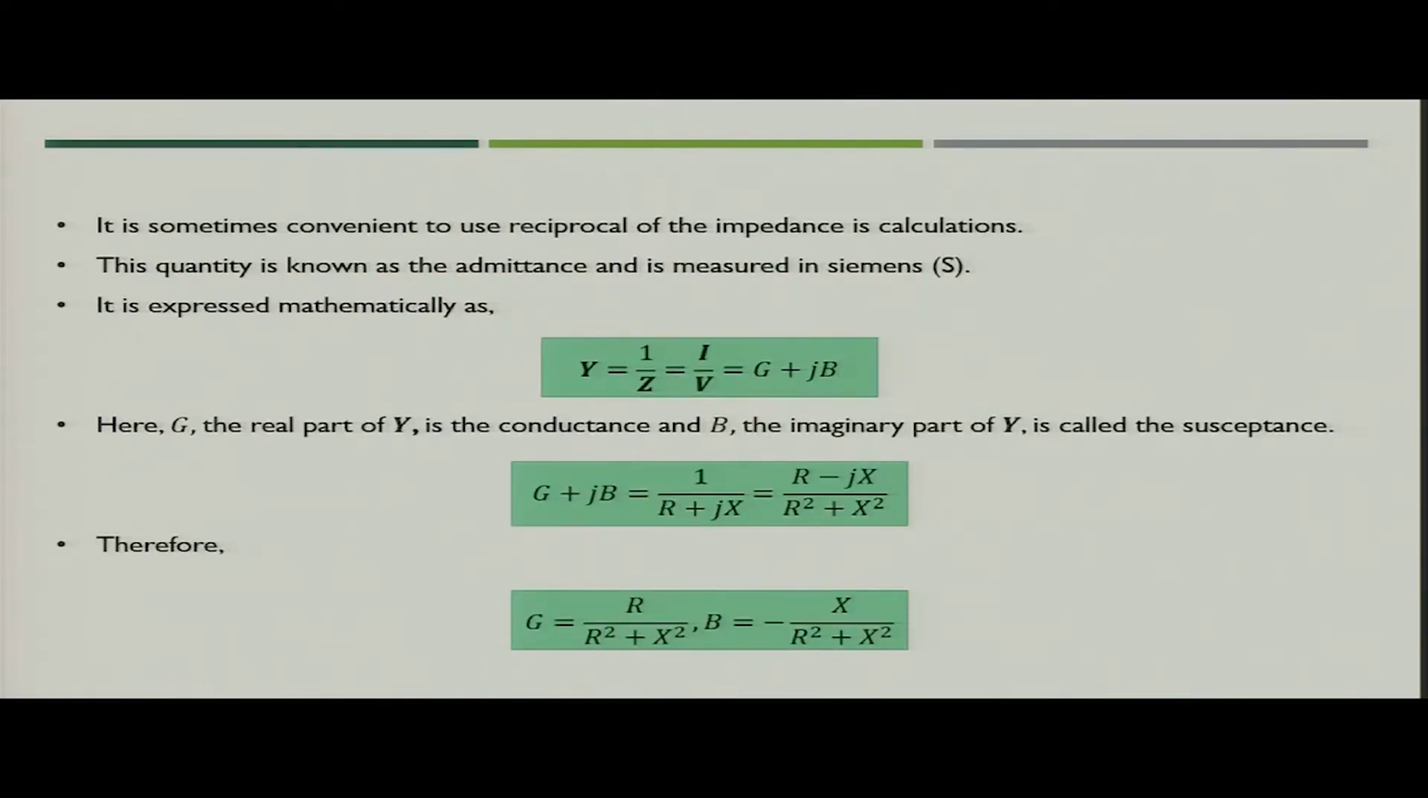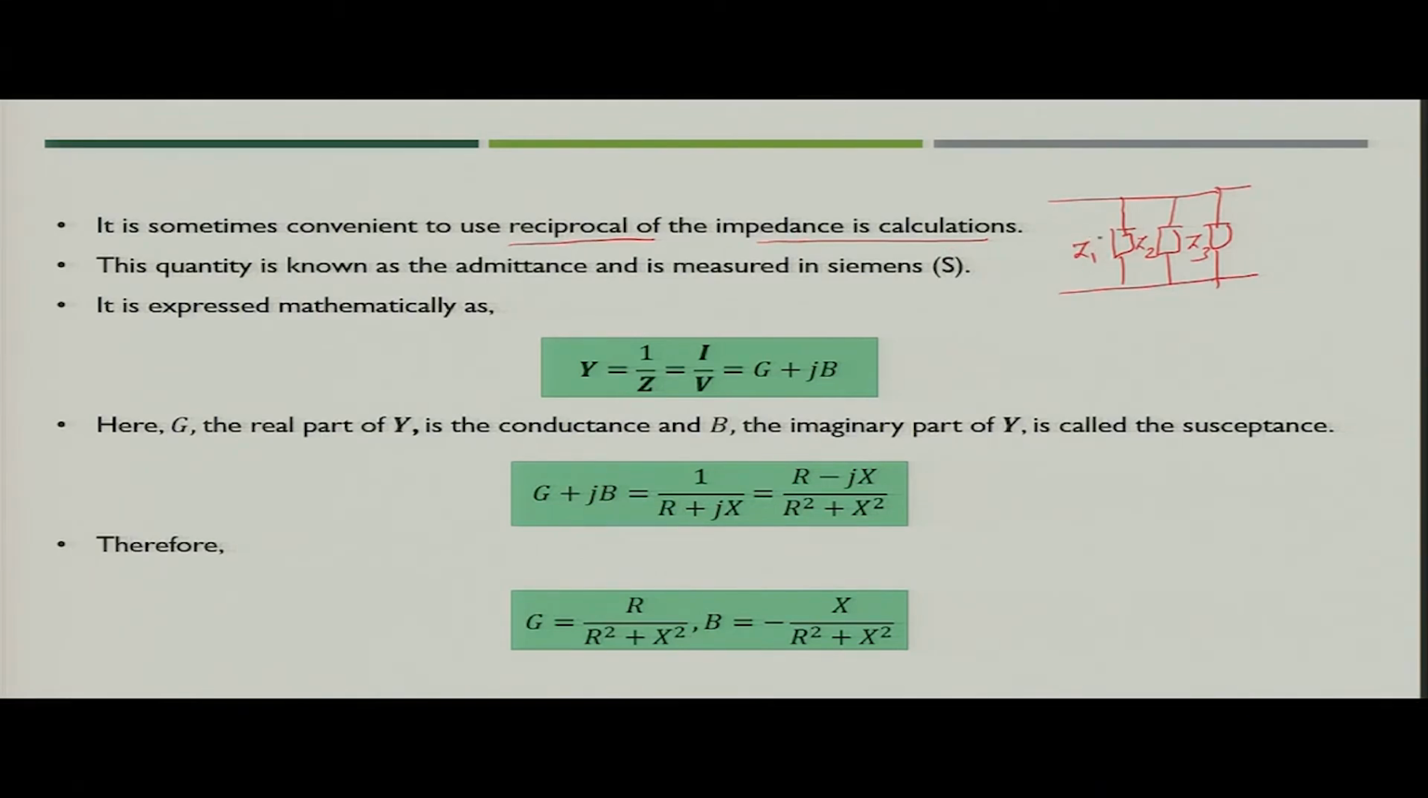Now, sometimes it is convenient to use reciprocal of impedances in calculation. This happens specifically when you have parallel connected circuits, like if you have impedances connected in parallel like this. So, if it is Z1, Z2, Z3, and you have to find out the equivalent impedance, it is better to take the reciprocal of impedances.